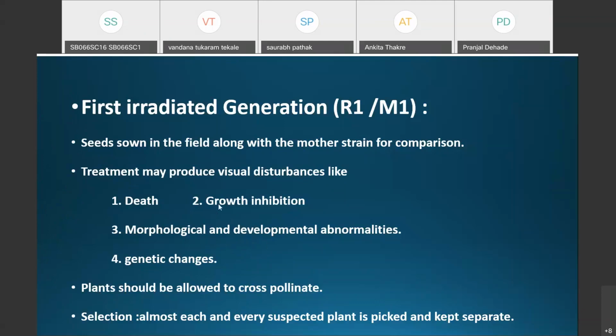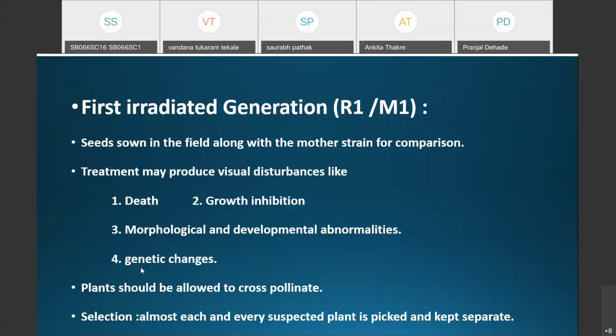That's why the plant breeders are not interested in these three visual disturbances: death, growth inhibition, and morphological and developmental abnormalities. Plant breeders are interested only in the genetic changes, because the genetic changes are very rare, and they are very useful in the crop improvement.